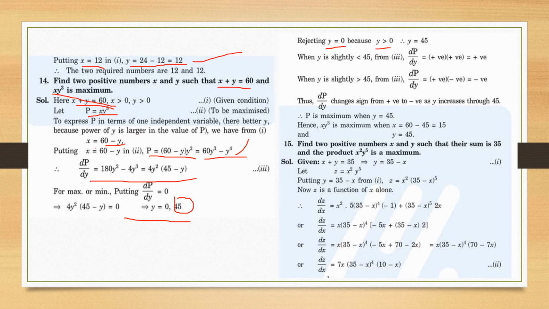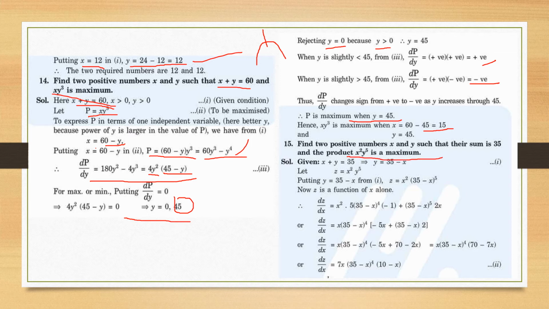So for y less than 45, I'll check my dP/dy. I'll find this is positive, and for y greater than 45, say 46, this is positive and this is negative, so it is negative. Something turning from positive to negative means it is the maximum. So P is maximum when y is 45 and x can be calculated by 60 minus y, which is 15. Next is find two positive numbers x and y such that their sum is 35 and the product x squared y^5 is maximum.